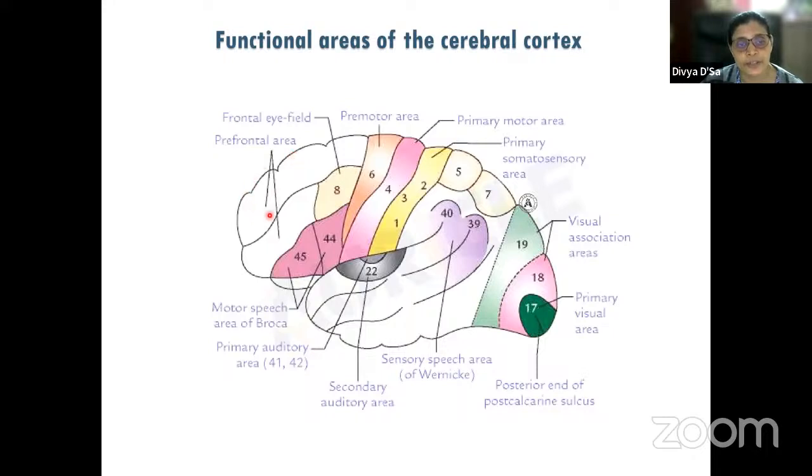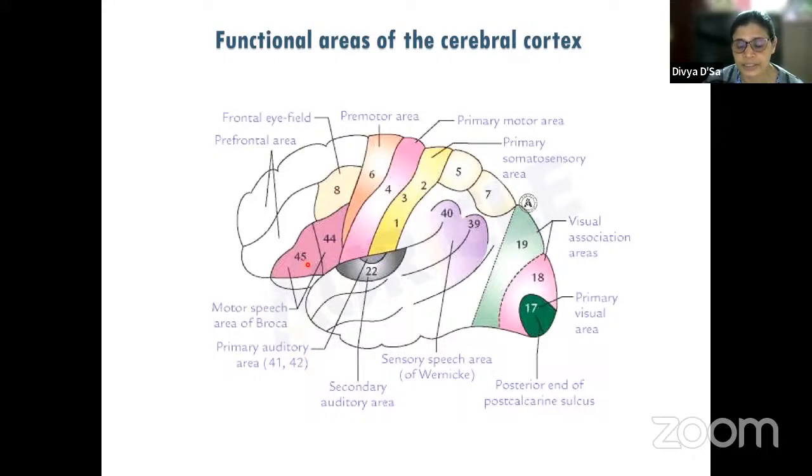Then in front of that we have the prefrontal area, areas number 9, 10, 11. This area is concerned with social, moral, ethical behavior, concentration, memory, and all those things. This is the prefrontal area. Then here, that is pars triangularis and pars opercularis, area number 44 and area number 45. Areas 44 and 45 are the primary motor speech area. It is the Broca's area.